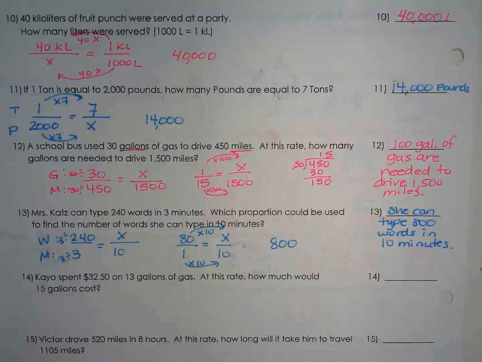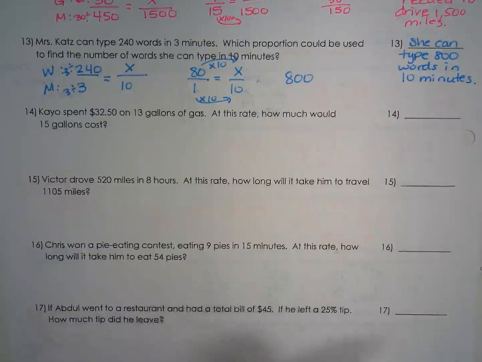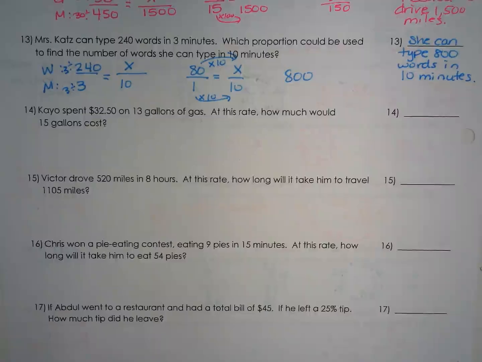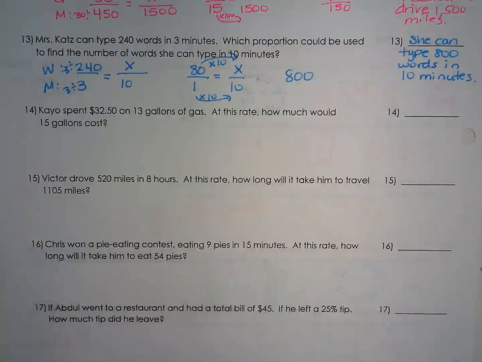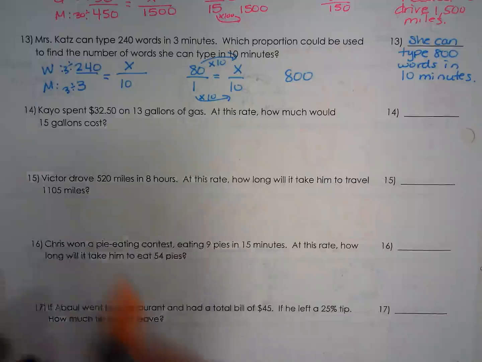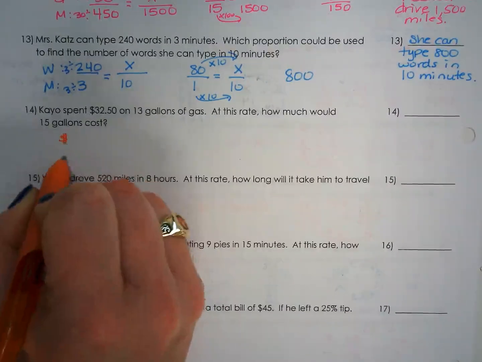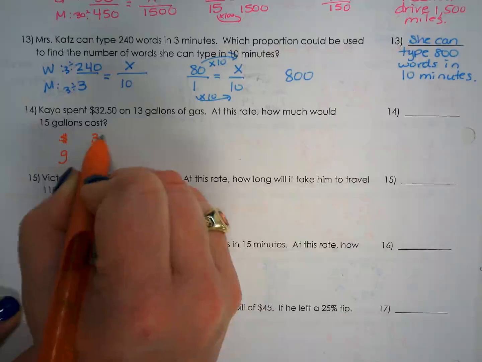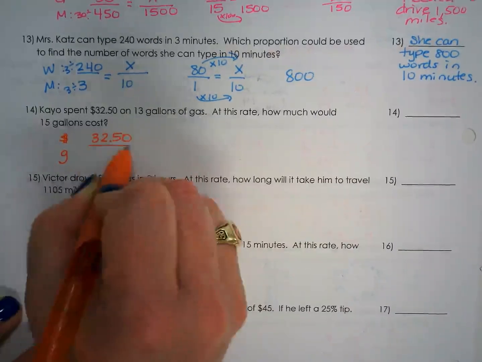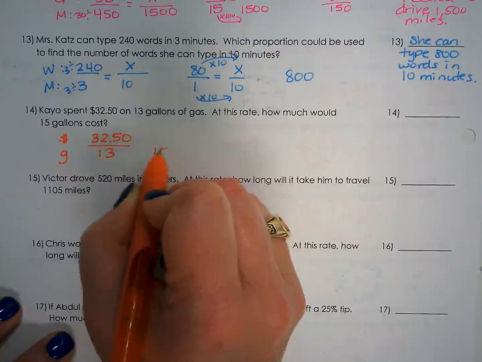All right, let's look at number 14. KO spent $32.50 on 13 gallons of gas. At this rate, we want to know how much 15 gallons of gas would cost. So we're comparing dollars to gallons. And it said $32.50 for 13 gallons, and I want to know how much for 15.